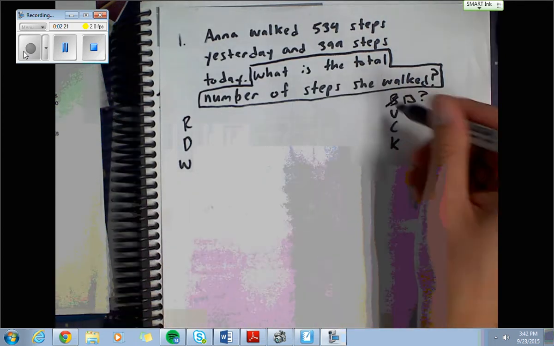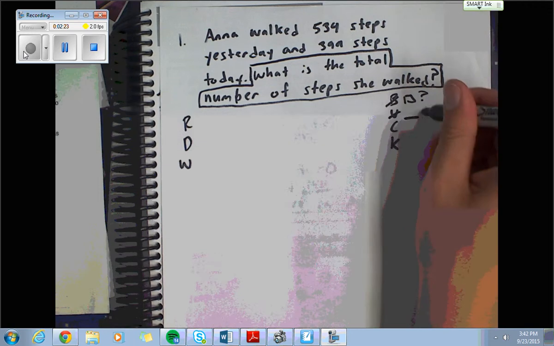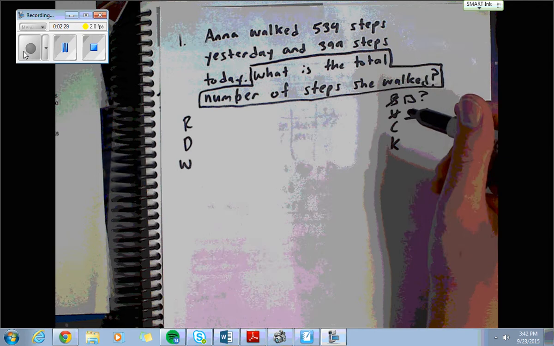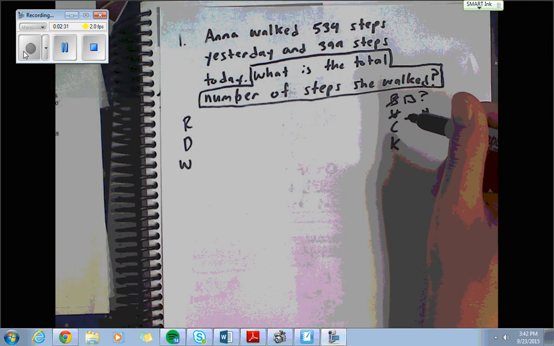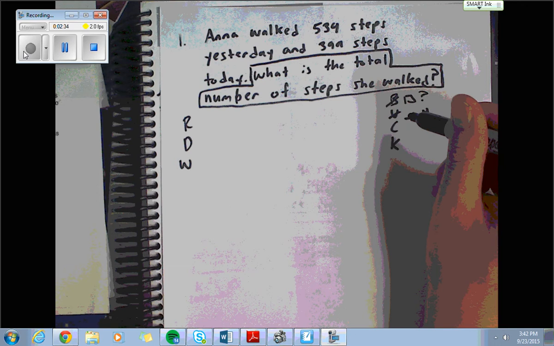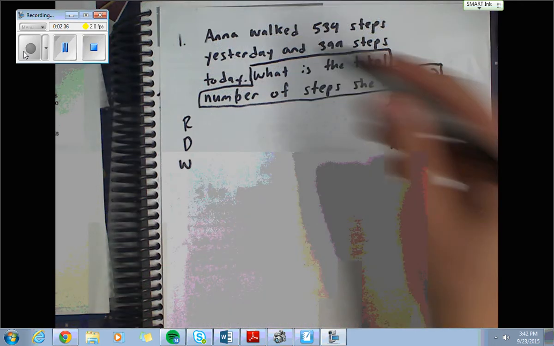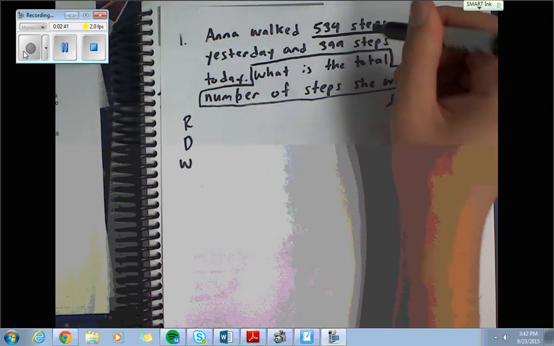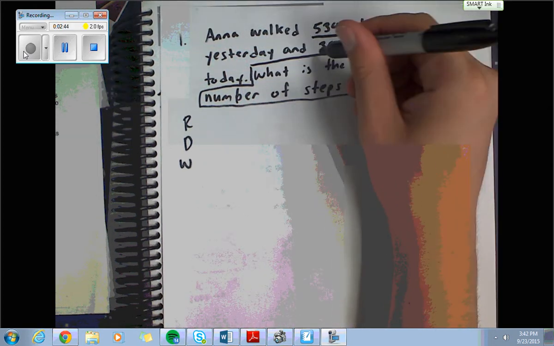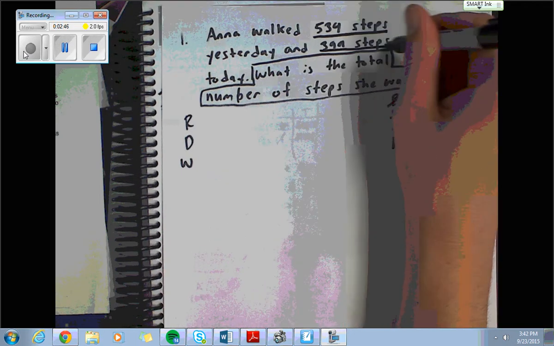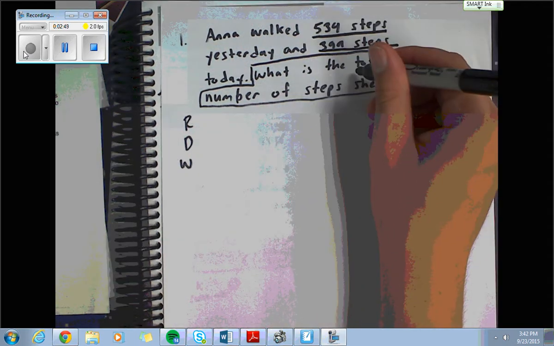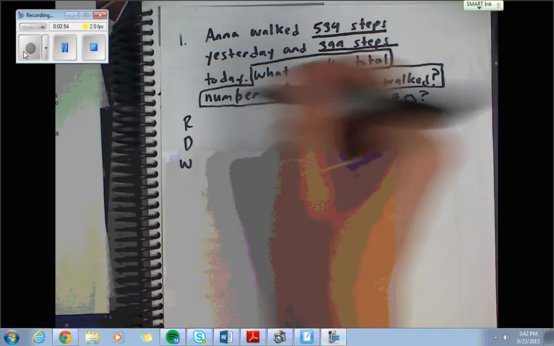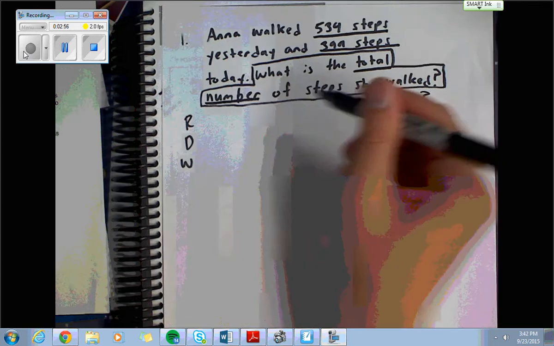Okay, so I can cross out the B for BUCK. U stands for underline the math language. So I'll put a number sign for math language. You want to look for either words that tell you what kind of math concept you're dealing with, or numbers that you need to solve the math concept. So Anna walked 534 steps. Well, that's a number, so I should underline that. And 399 steps today. That is also a number, so I should underline that. Go to the question, what is the total? Total, okay, total. That's a math phrase for sure. It means the same thing as sum. What is the total number of steps she walked?